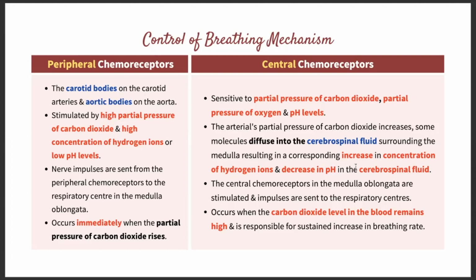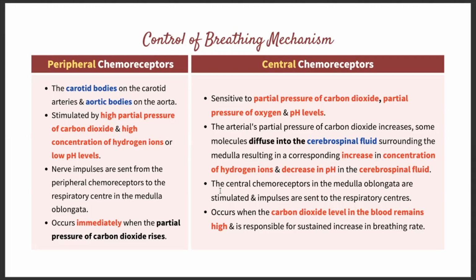So this occurs when the carbon dioxide level in the blood remains high and is responsible for a sustained increase in breathing rate. The difference between these two is that peripheral chemoreceptors will act immediately, but central chemoreceptors act later on, when basically the peripheral chemoreceptors have tried really hard, but there's still too much carbon dioxide. It's just really bad that they have to come in.